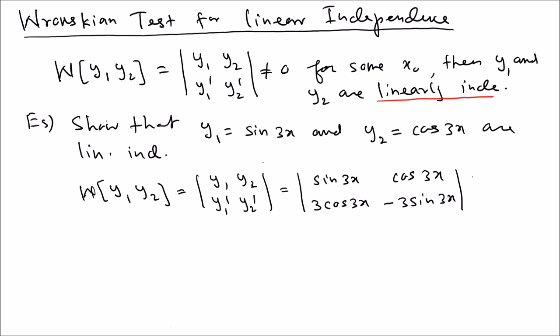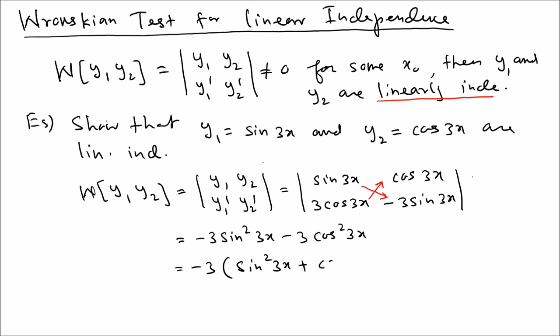Now we find the determinant. This is a 2x2 determinant. We multiply the main diagonal and subtract the product of the other diagonal. If you multiply the main diagonal, you get negative 3 sine squared 3x, minus the other diagonal, 3 cosine squared 3x. Now you can pull the negative 3 out, so you get sine squared 3x plus cosine squared 3x. By the Pythagorean identity, this is 1. You simply end up with negative 3. This is automatically not equal to 0 for any x. Therefore, those two functions are linearly independent.